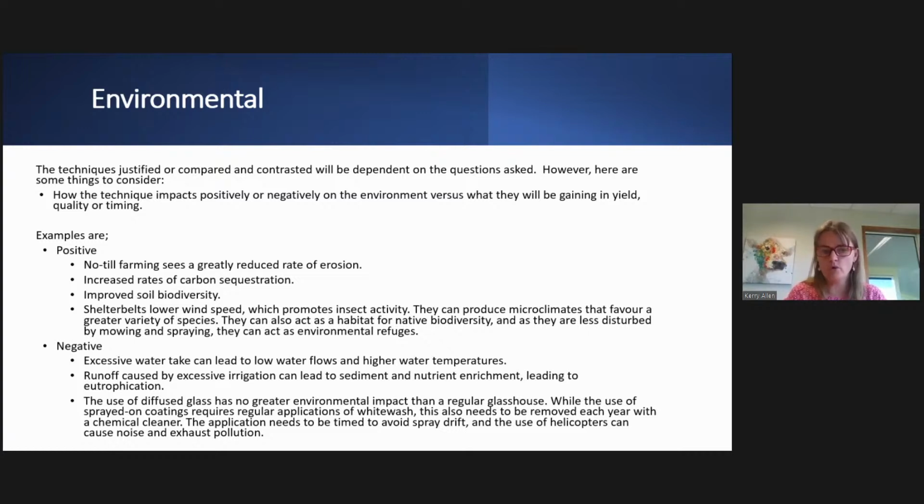It could be providing runoff from your fertilization. It could be that whitewash is needed and you somehow need to remove that, and a chopper is going to come in and it's going to be noisy, so that will have exhaust pollution, etc. So whatever it is, you need to relate it back. If you do this, what impact does it have on the environment?